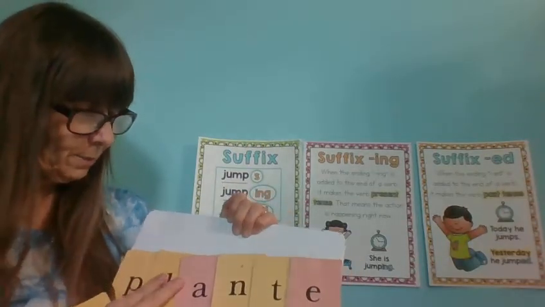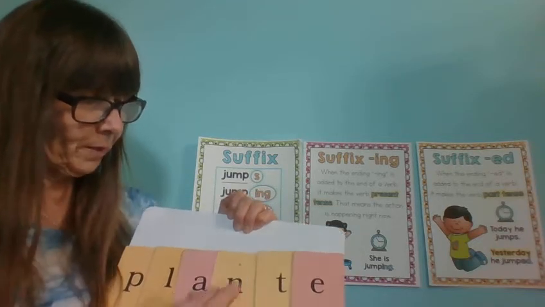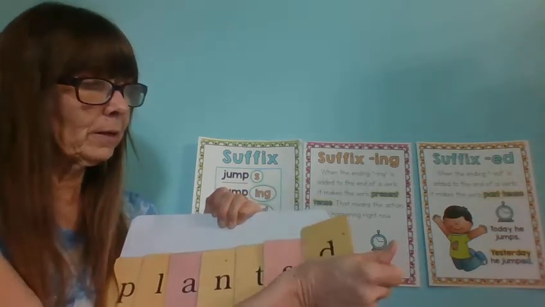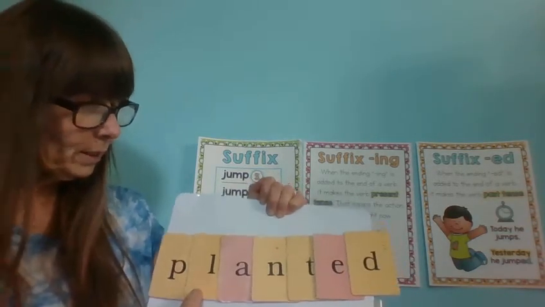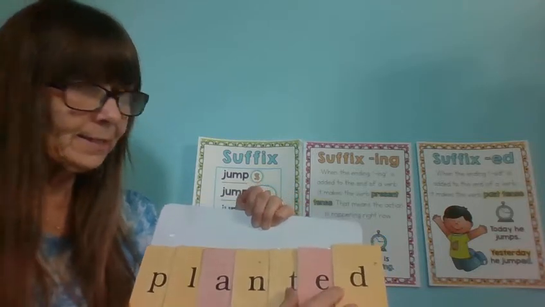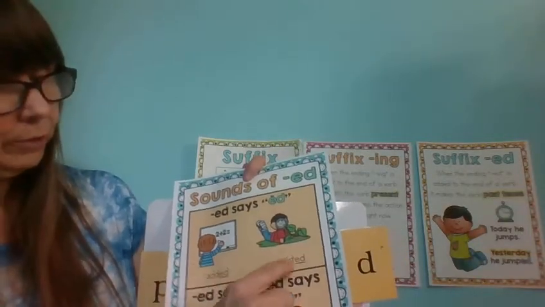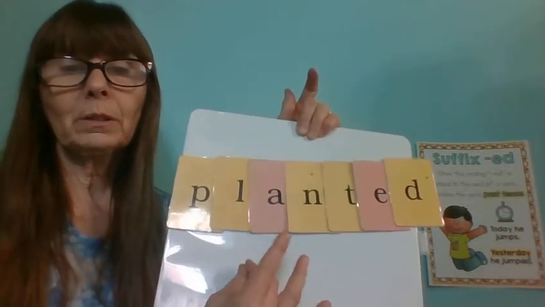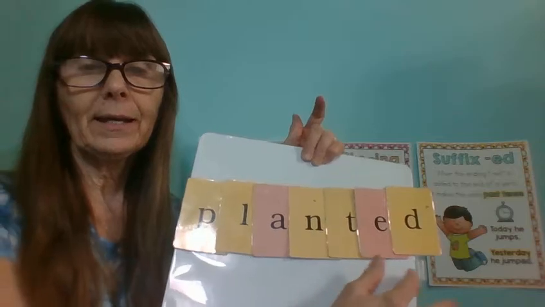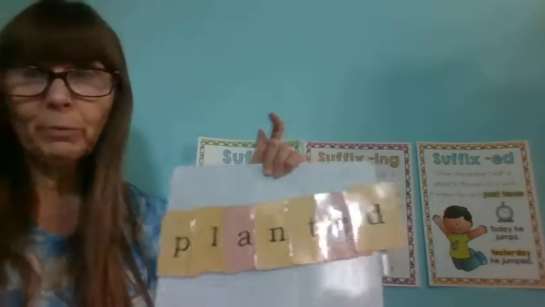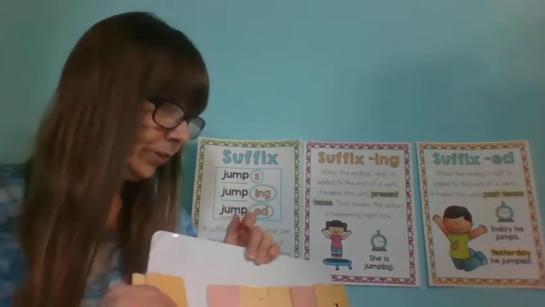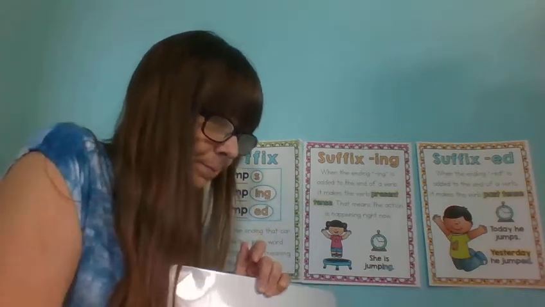Once again, I've got limited space for my letters. Move it over a little bit here. So this word is planted. And remember what I said, after a T or a D, it's pronounced ed. Tapping it out: planted. That's the way we would pronounce this word. So let's try another word and see what we get if we're adding ed.